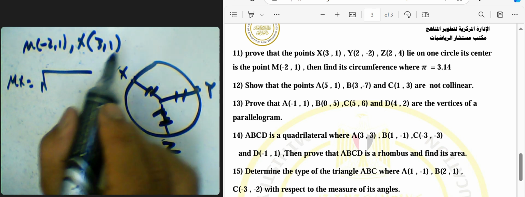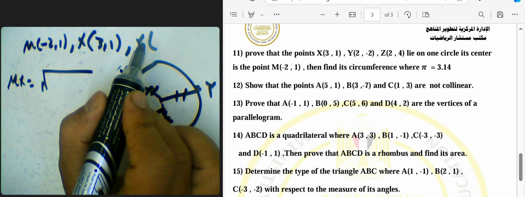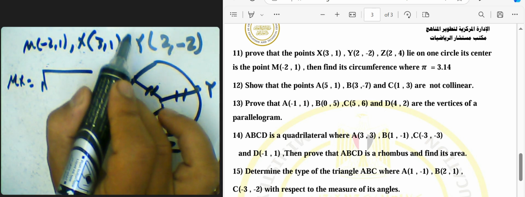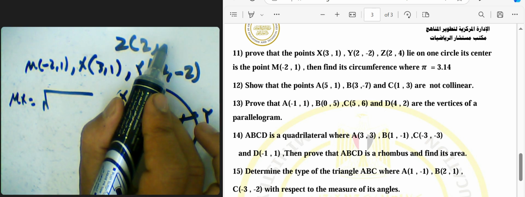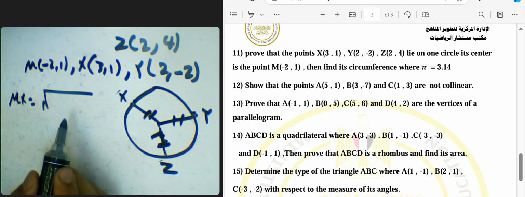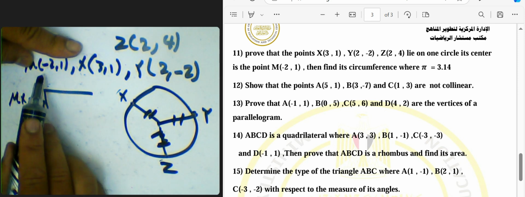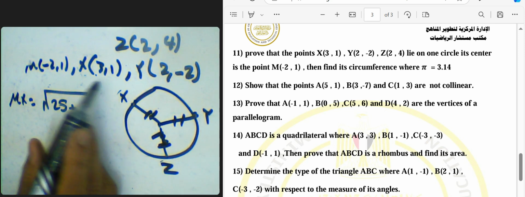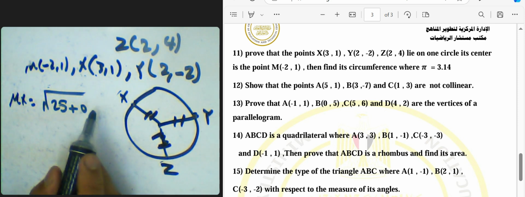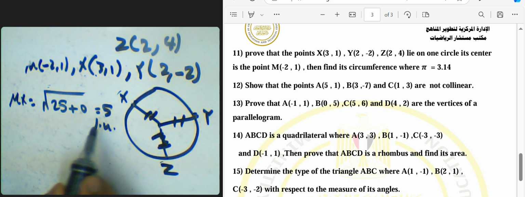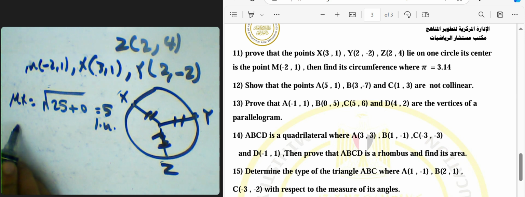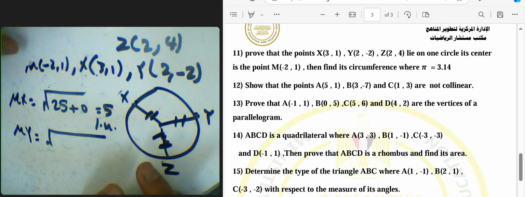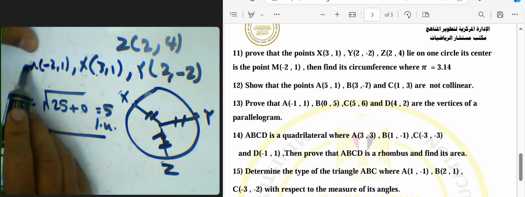And point Y, (2, -2). And Z was (2, 4). So MX here, we can write 3 minus negative 2, it will be 3 plus 2, 5. 5 power 2, it will be 25. 1 minus 1, 0. The result will be here 5 length unit. And what about MY, square root of MY here, M and Y. Okay, pay attention with me.